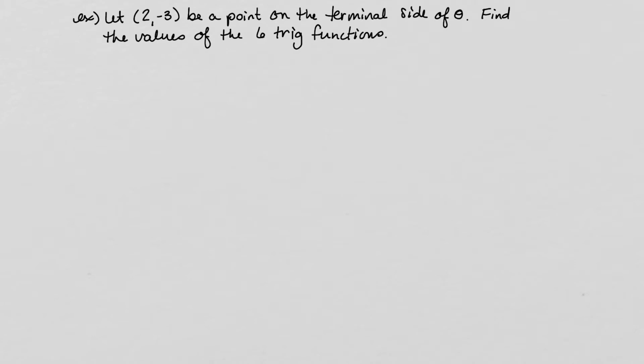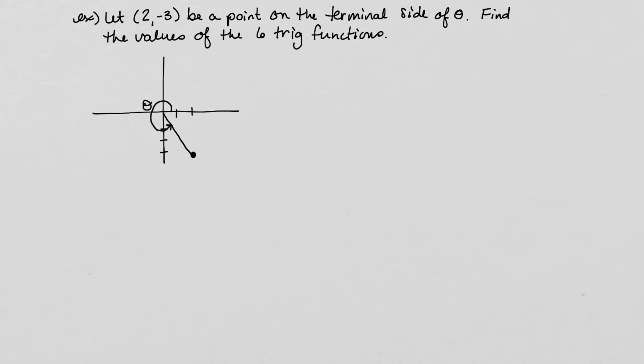Okay, so we've got (2, -3) is a point on the terminal side of theta. Find the values of the 6 trig functions. The first thing I'm going to do is plot that point (2, -3). So it would be 2 this way, -3. So we're talking about a point here. Our angle theta starts and ends up ending here. It starts here at 0 and circles all the way around, and that's our angle theta, and it ends at that point (2, -3).